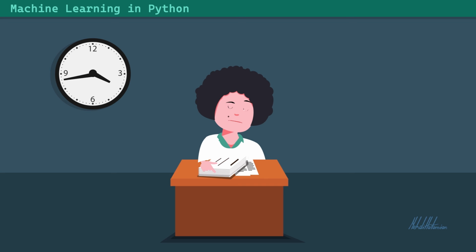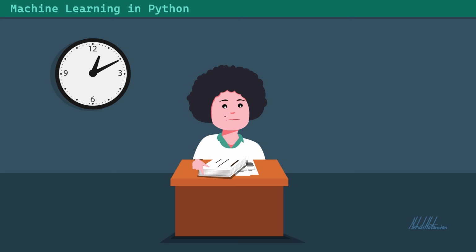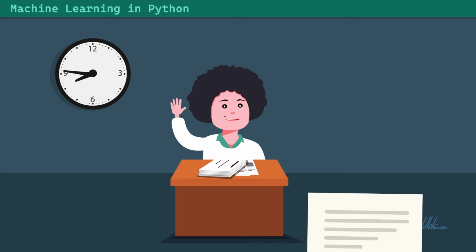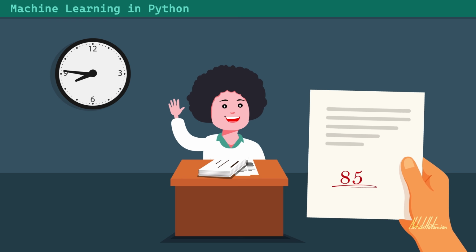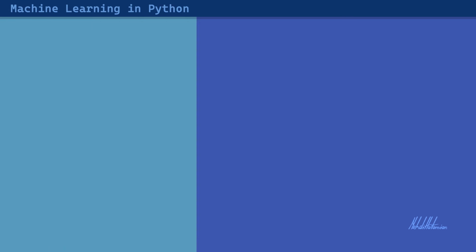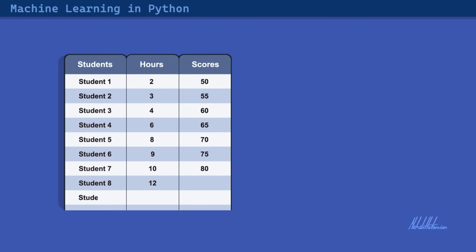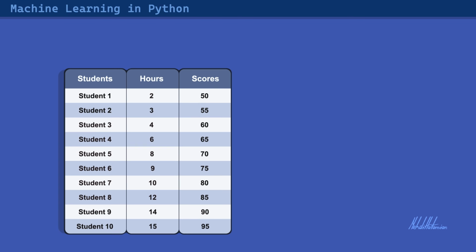Suppose a student is studying hard for an exam. The more he or she studies, the better the score is likely to be. This reflects the core of machine learning, discovering patterns in data. Now let's look at a small data set of 10 students. For each student, we know how many hours they studied and what score they received.